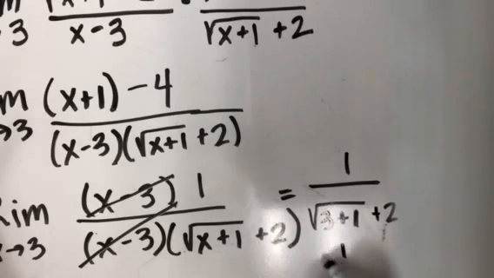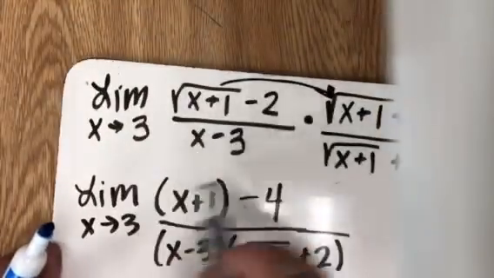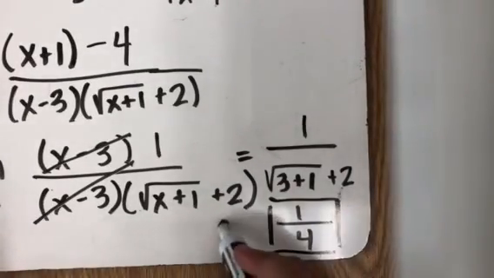So I have 1 over the square root of 4 becomes 2. So I have 2 plus 2 gives me 4. The limit of this whole big mess up here, look at how pretty it is. It has been simplified down to 1/4. Yay.